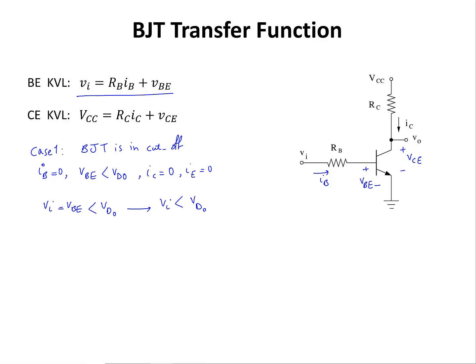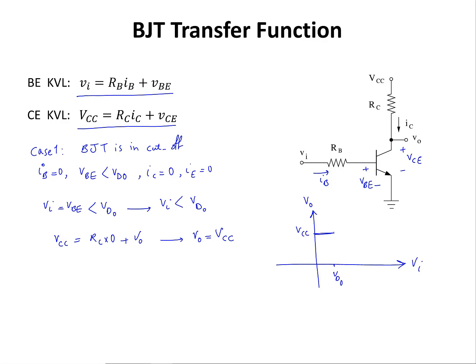Now I can use the collector emitter KVL to find the value of output, which is VCE in the circuit. I have VCC equals to RC multiplied by 0 plus Vout. From there, Vout is going to be a constant value equal to VCC. If I draw the transfer function for this circuit, I have information for drawing some part of it. So for Vi between 0 and VD0, I have Vout equals to VCC. Let's check out what happens to Vout when Vi increases from VD0 volts.